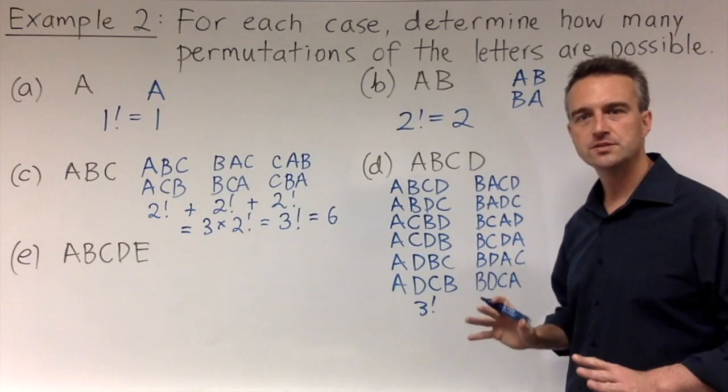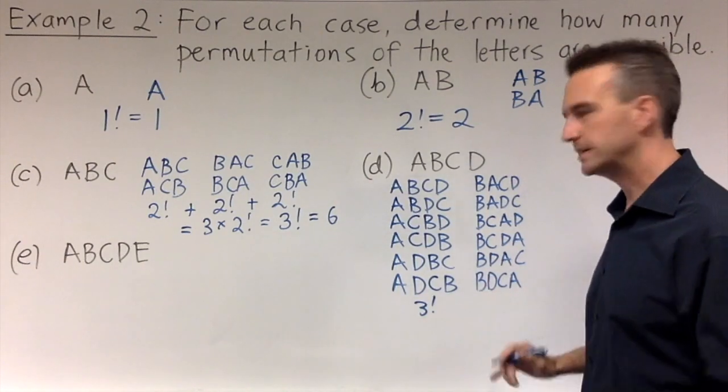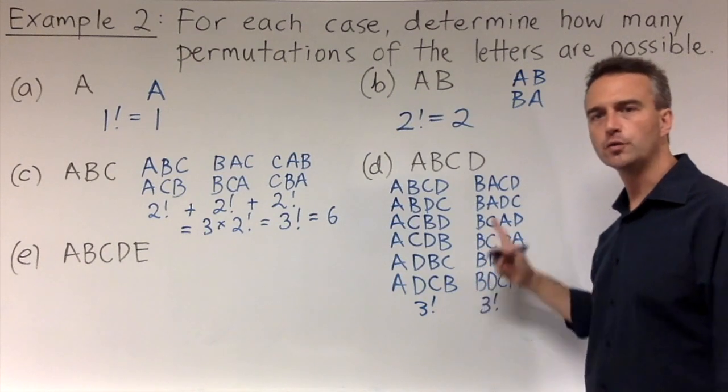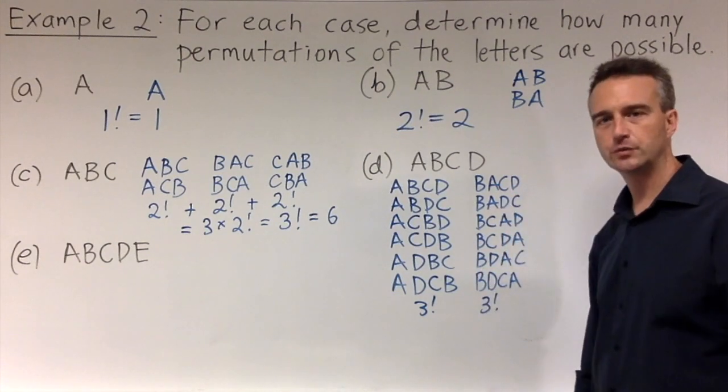And there are 6 of those as well, which comes from 3 factorial. The letter B first, followed by all the permutations of the following 3 letters.